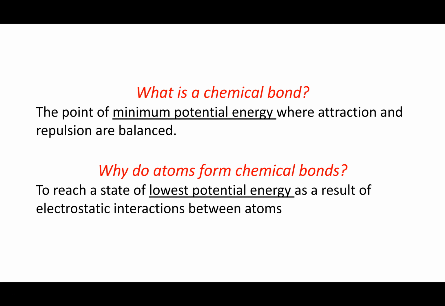All right, so we can get back to our original guiding questions and have at least a potential answer for them. A chemical bond is simply the point of minimum potential energy where attractive forces and repulsive forces are balanced or equal. Now, why do these atoms do this? Well, they do this to reach a state of lowest potential energy as a result of electrostatic interactions between the atoms. In other words, due to the attractive forces that exist between the electrons of one atom and the protons of the other atom, and vice versa. These electrostatic forces bring them closer together to lower their potential energy and eventually bring them to a distance where their attractive and repulsive forces are equivalent to one another.